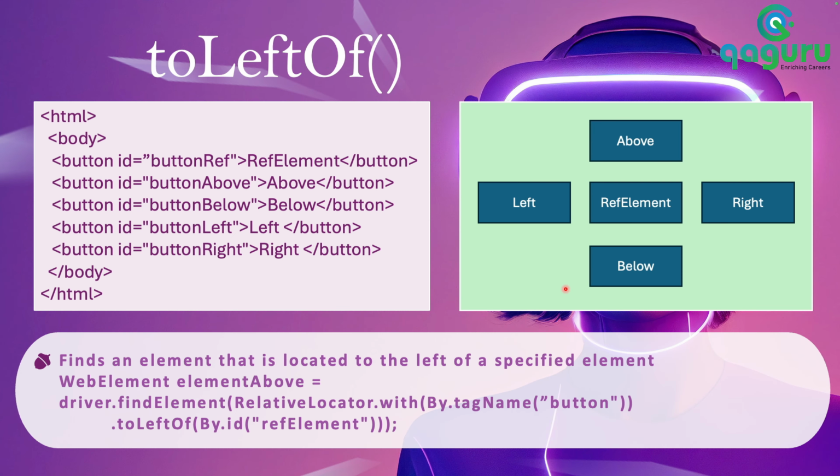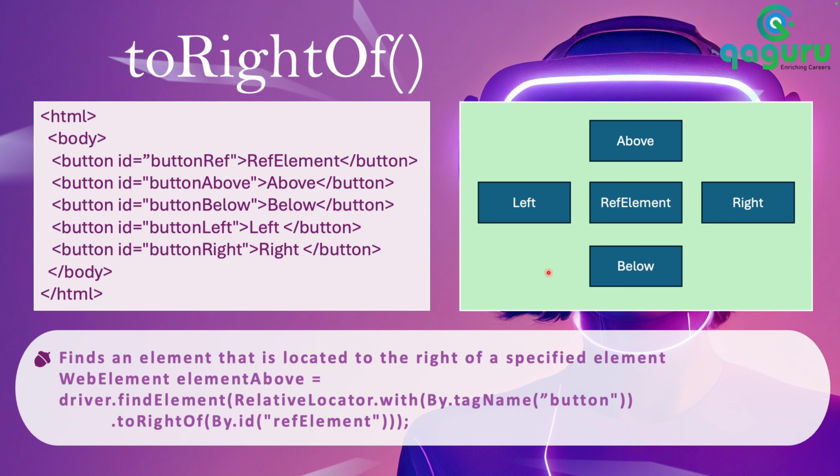Now let's see how we can identify an element with a relative locator to left of. So let's try to identify the button with caption left corresponding to the button ref element. Okay, so let's try to write the code. Driver.find element, relative locator with by tag name button. So that could be any of these buttons, and to the left of ref element. So this is the ref element. To the left of this, the only possibility is left of button.